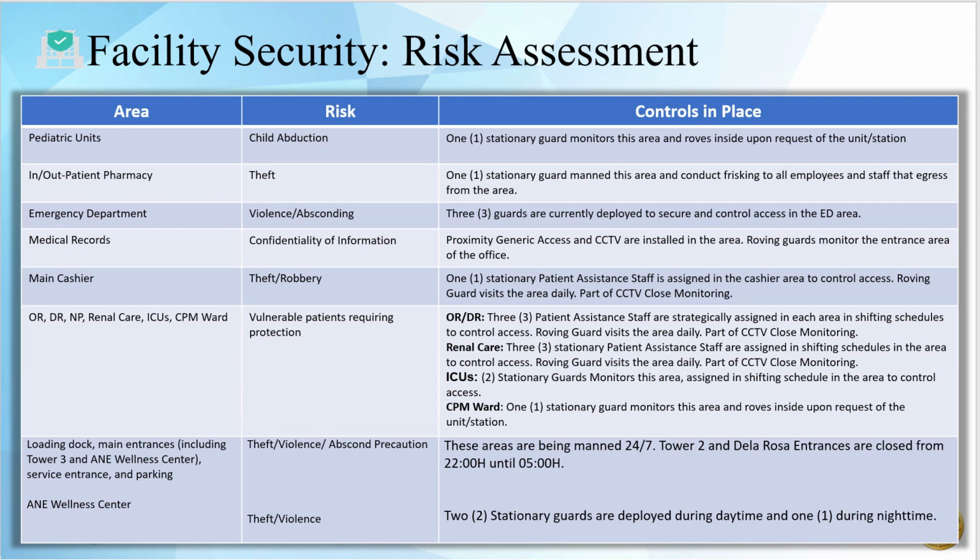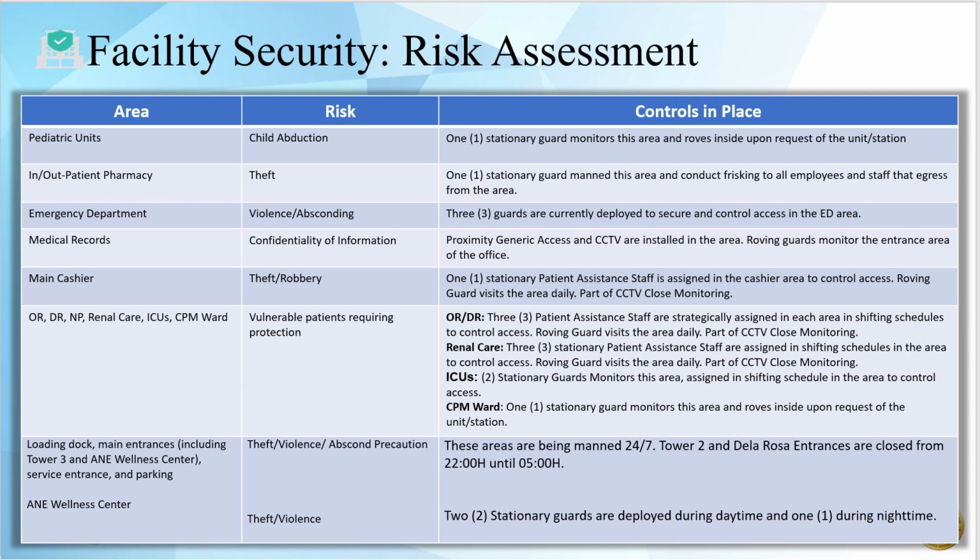The details in the table are the results of the assessment conducted by the Facility Security Management Committee. After identifying the high-risk areas and the possible risks that can happen, controls are implemented. For example, in pediatric units, the possible risk to happen in the area is child abduction. Thus, the control implemented in the area is to have one stationary guard to monitor and do inside inspections upon the unit's request.